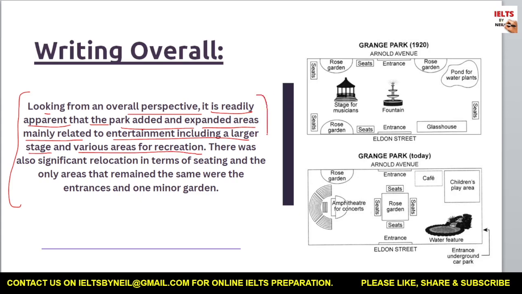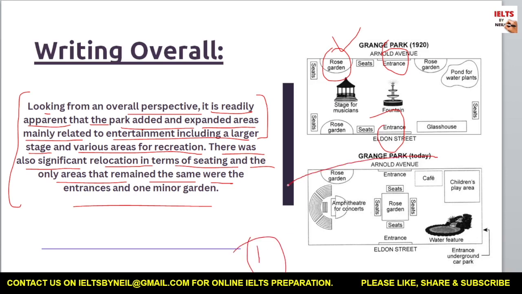So this was the first general change. After that, there was also significant relocation in terms of sitting, and the only areas that remained the same were the entrances and one minor garden. This one and this one were the same, and this one will remain the same. Everything else was changed. The overall statement is that this whole park has been turned into an entertainment and recreation area. And the second one is that everything has changed except these two entrances and this small rose garden, right?